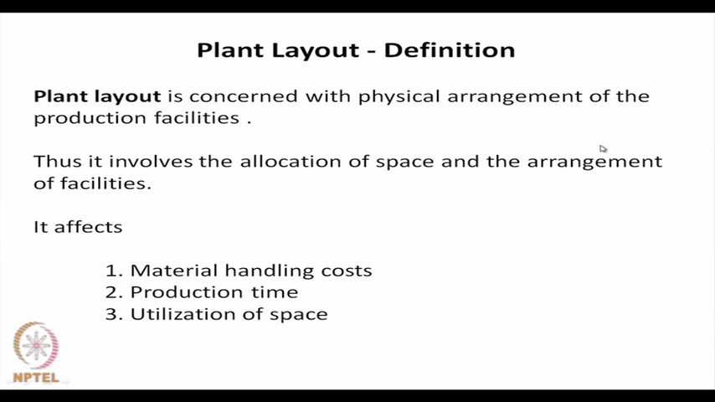Plant layout. A small definition is that it is concerned with physical arrangement of the production facilities. Thus, it involves allocation of space and the arrangement of facilities, and it influences material handling cost, and it also influences time to produce and the extent to which the space is utilized.